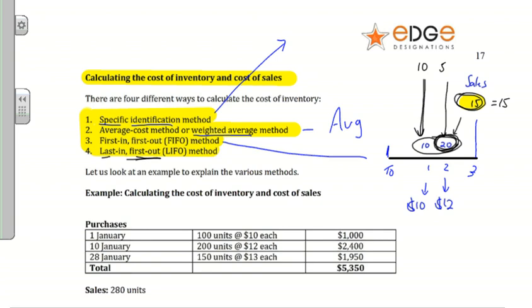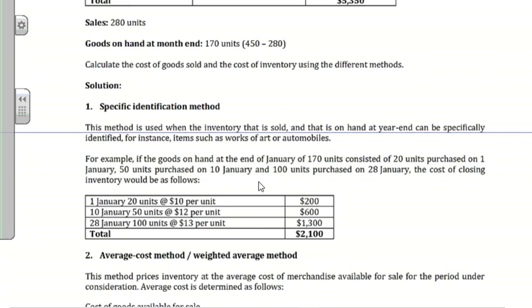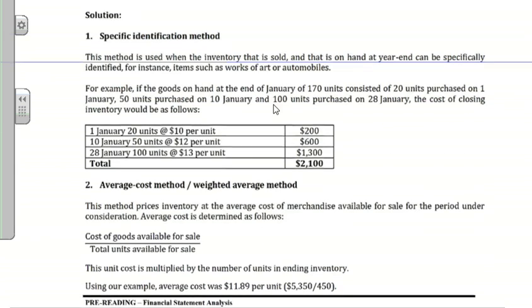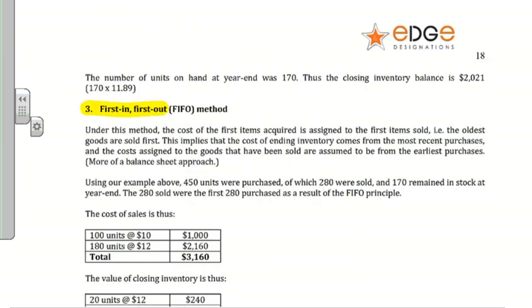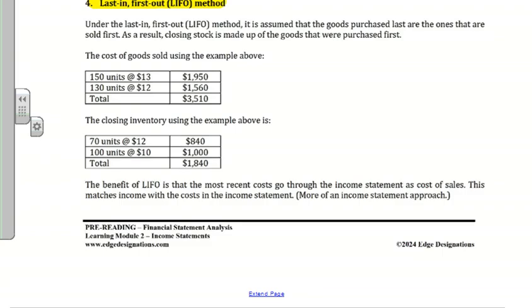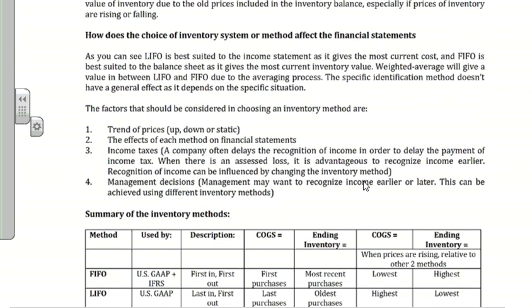Everybody comfortable with that? And I've got a nice long example for you over here, guys. I'm not spending time on this, guys. As I said, we will do this in the inventory section. But as you can see over here, we give you nice examples on the specific identification method, the average or the weighted average method. Top of page 18, first in, first out, or the FIFO method, and last in, first out method. We show you that one over there as well. And here's all your details around it.